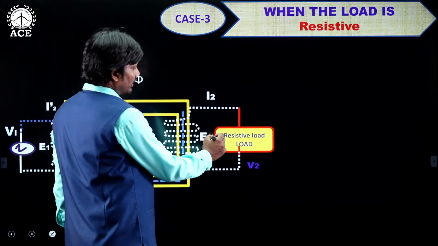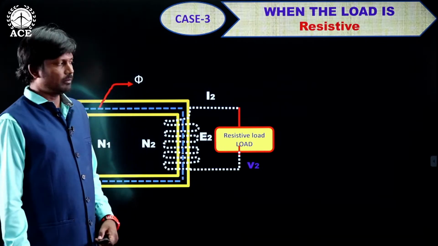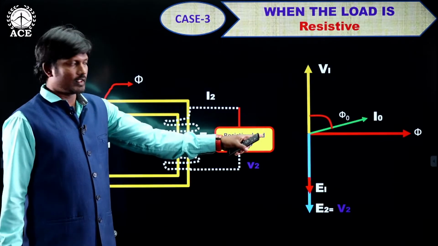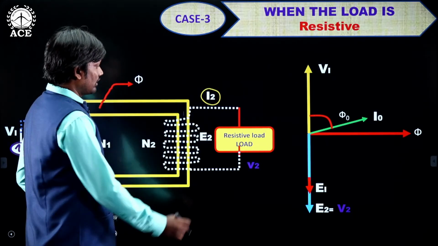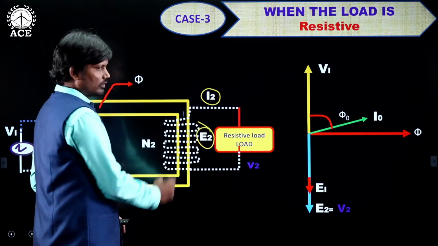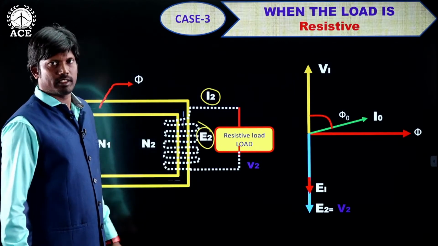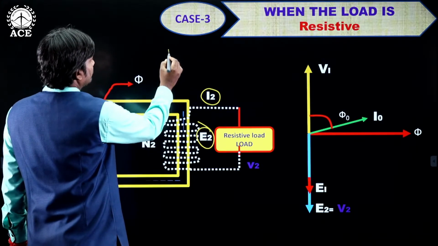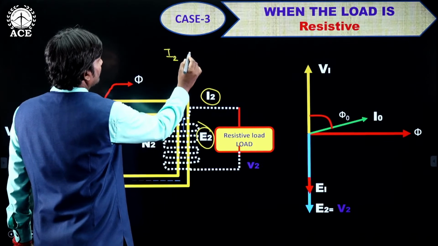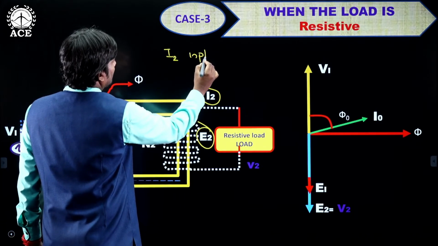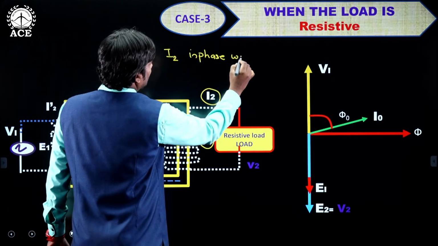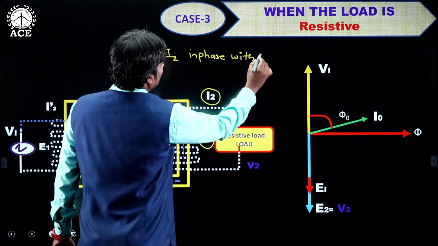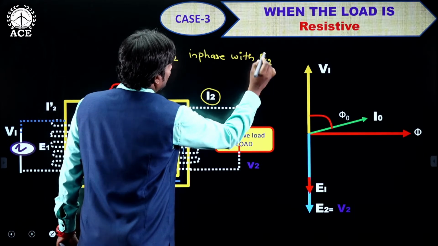Similarly, case 3, when the load is resistive. When the load is resistive, I2 is in phase with E2.